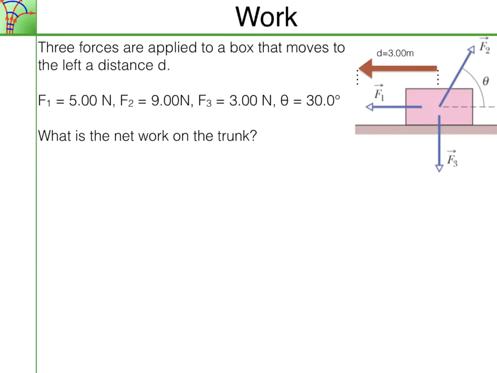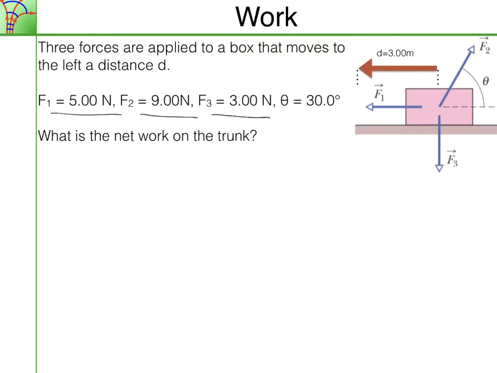So let's have a look at an example here. We have a box that moves 3 meters to the left. When it's moving 3 meters to the left, there are 3 different forces on it, and it's asking what is the net force on the trunk. I guess it's the trunk. What is the net force on the object? Well, here are the 3 forces: 5 newtons, 9 newtons, and 3 newtons.